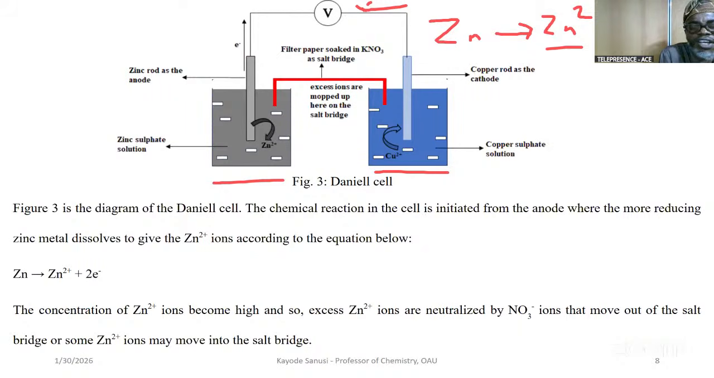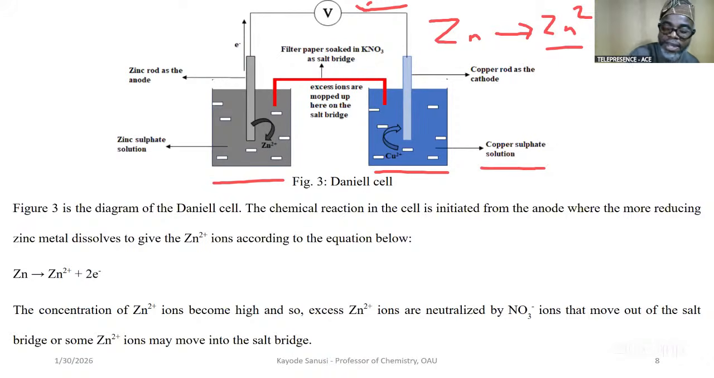You have excess of zinc 2 plus in this half cell. On the other half cell, the electron that comes to the copper rod gets deposited, gets absorbed on the electrode, and is taken up by the copper 2 ion in the solution. So you have copper 2 ion here in the solution, because remember, the electrolyte is copper sulfate solution.